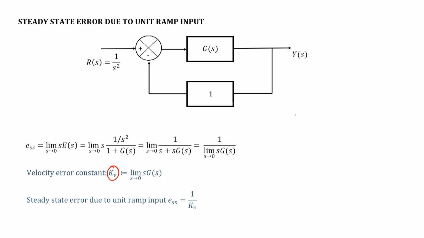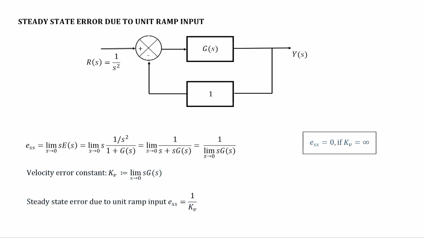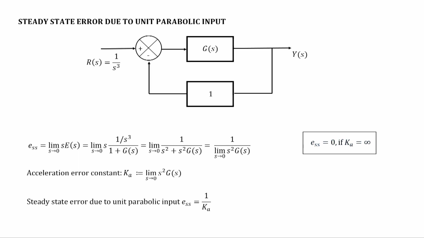In that case, Kp was the specification, that is the position error constant. In case of unit ramp input, Kv is the specification, that is the velocity error constant, and the steady state error is given by 1 by Kv. So, again ESS is 0 when Kv is infinity.